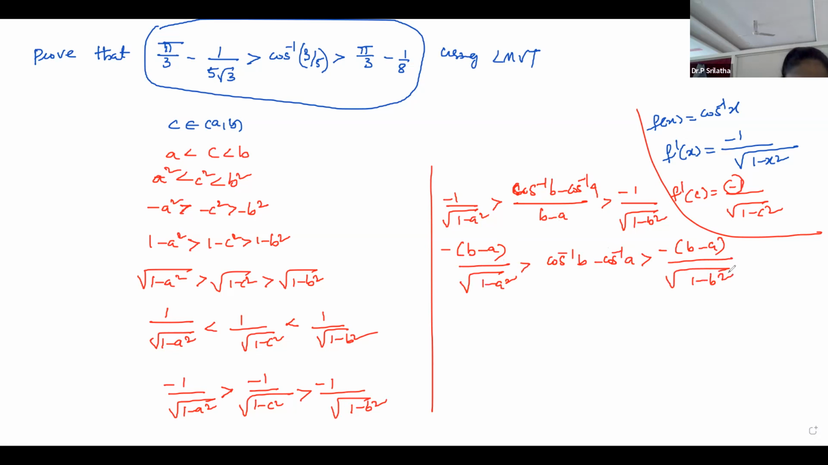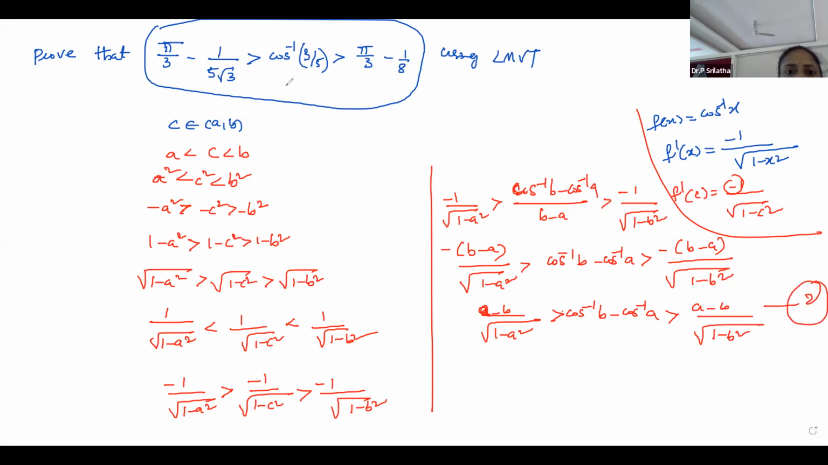Isn't it? So minus of B minus A is nothing but A minus B divided by under root of 1 minus A square. So A minus B divided by under root of 1 minus A square is greater than cos inverse B minus cos inverse A is greater than A minus B divided by under root of 1 minus B square. Okay, so this is our equation 2.